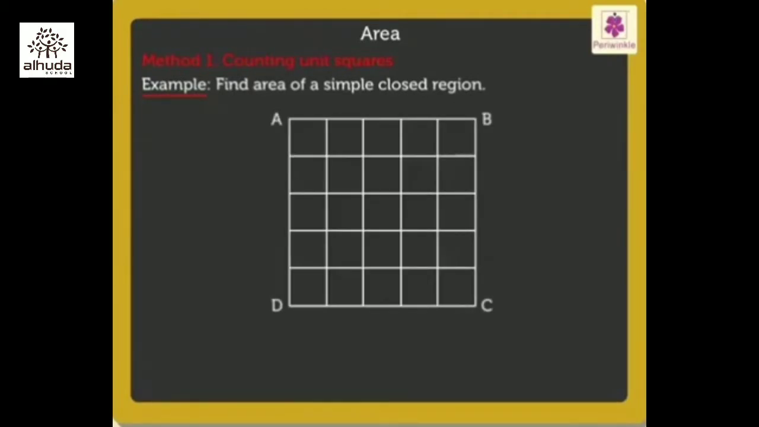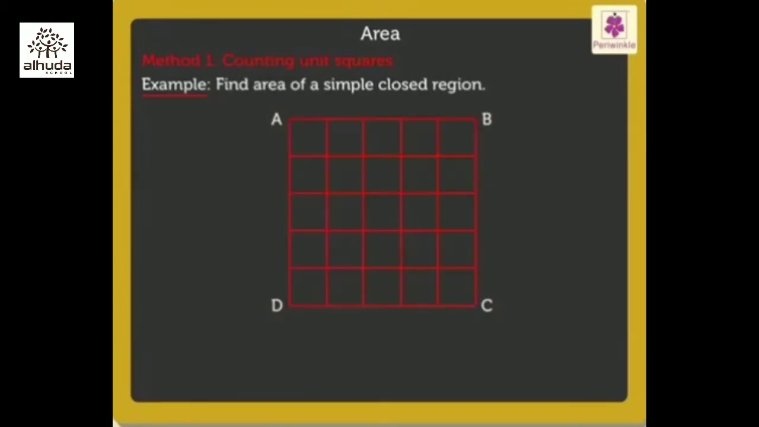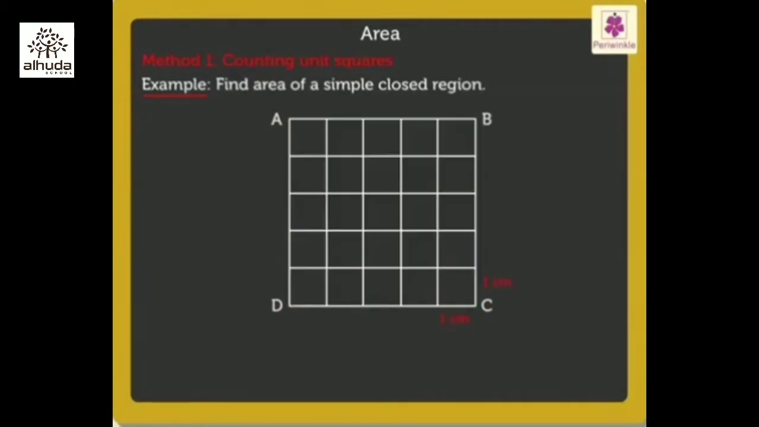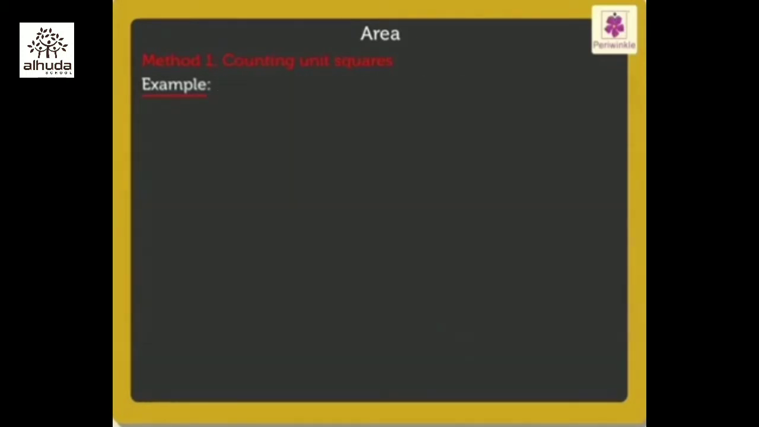Look at the square ABCD. It is divided into 25 equal squares of side 1 centimeter each. Thus, we say that the area of square ABCD is equal to 25 square centimeters. Square centimeters can also be written as sq cm in short.